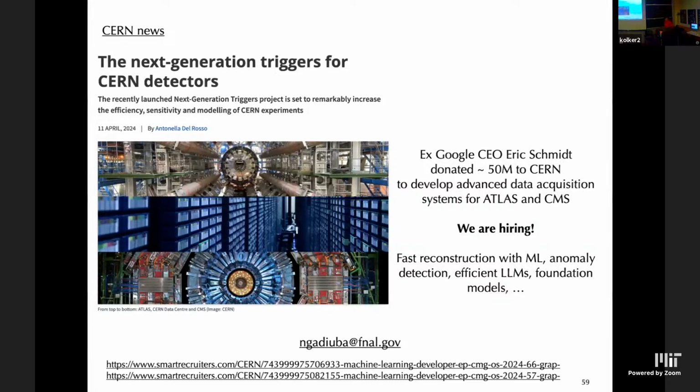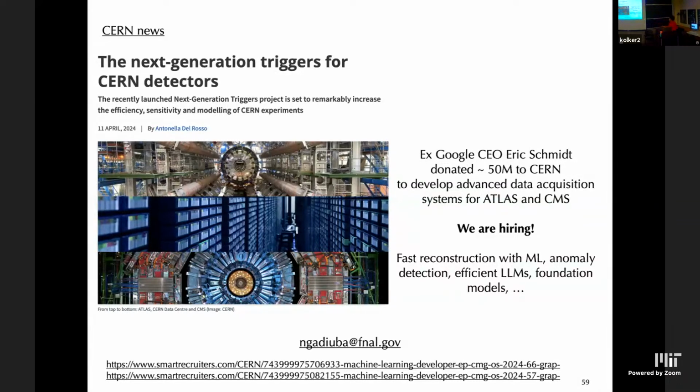So this brings me to my conclusions. I just wanted to advertise the Next Generation Triggers project at CERN, for which we need to thank the ex-Google CEO, Eric Schmidt, for donating 50 million to CERN to develop advanced data acquisition trigger systems for ATLAS and CMS. You can have a look at the CERN news here.